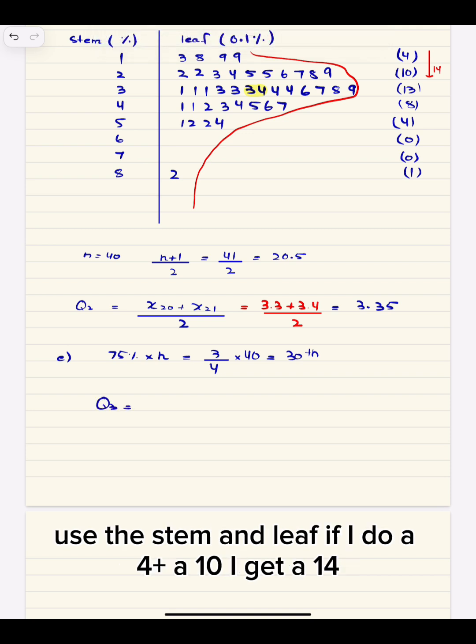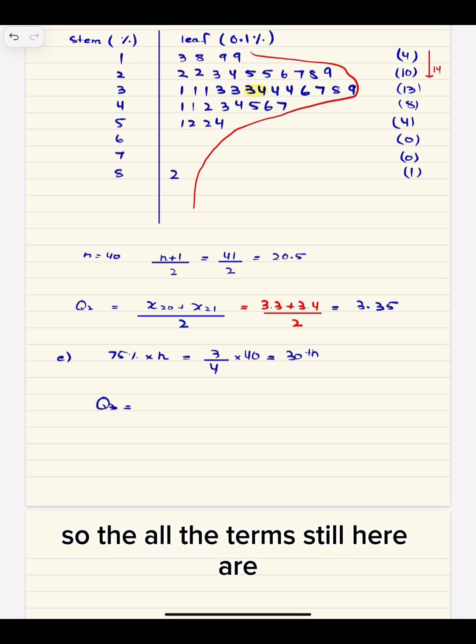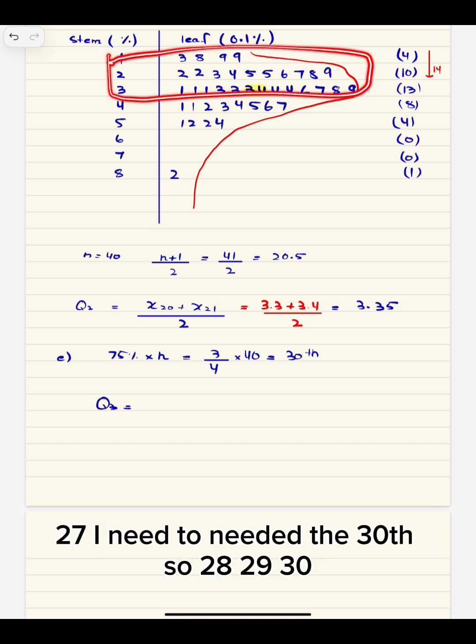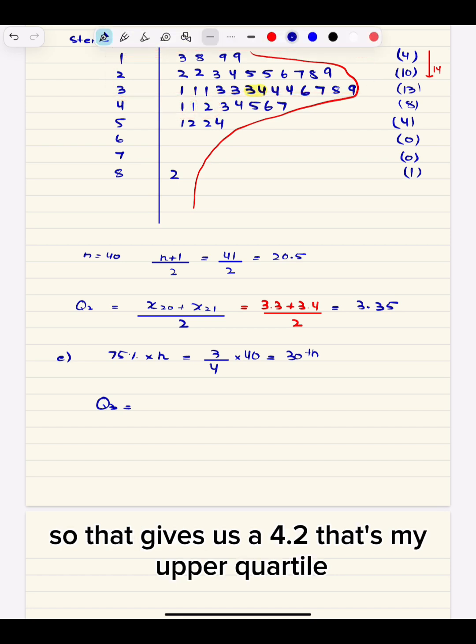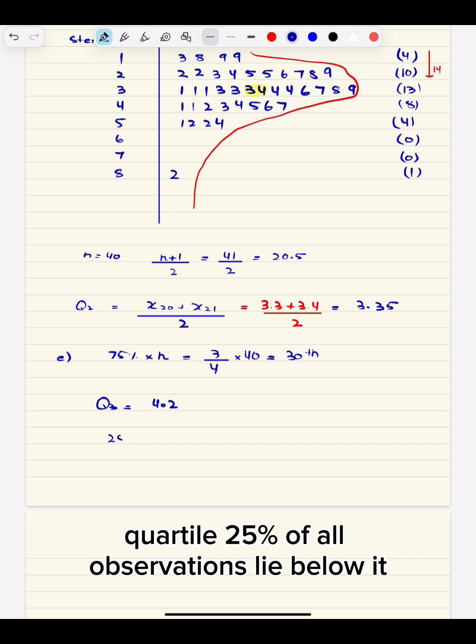So let's use the stem and leaf. If I do a 4 plus a 10, I get a 14. If I add a 13, that's a 27. So all the terms still here are 27. I needed the 30th. So 28, 29, 30. So that gives us a 4.2. That's my upper quartile.